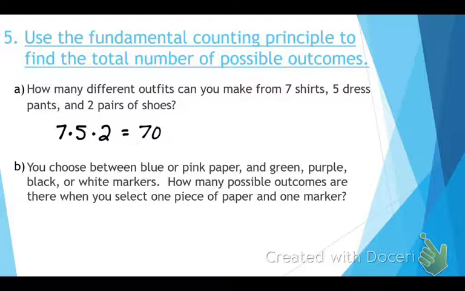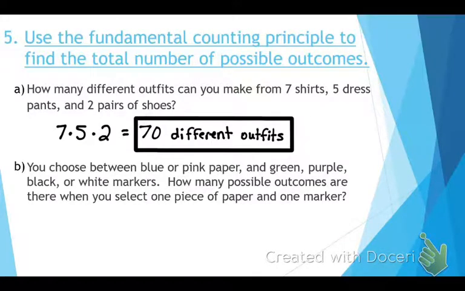70. Now remember with these ones, I need some kind of units attached. Who can give me some units attached for this one? Journey. 70 different outfits. All right, I love it. 70 different outfits. Very good, because it's asking you how many different outfits, okay? So remember, you'll always be able to look at your original problem to figure out what your units should be attached. I want you and your partner to go ahead and do problem B together.